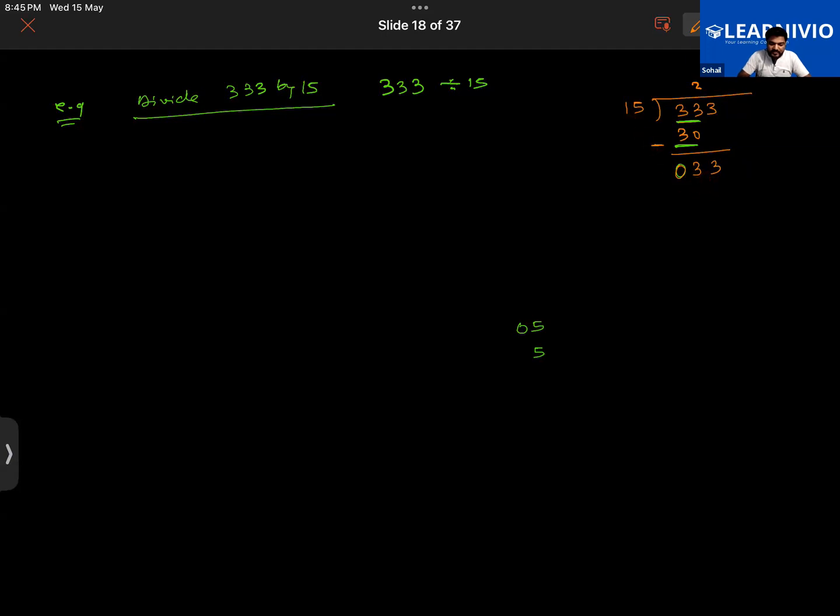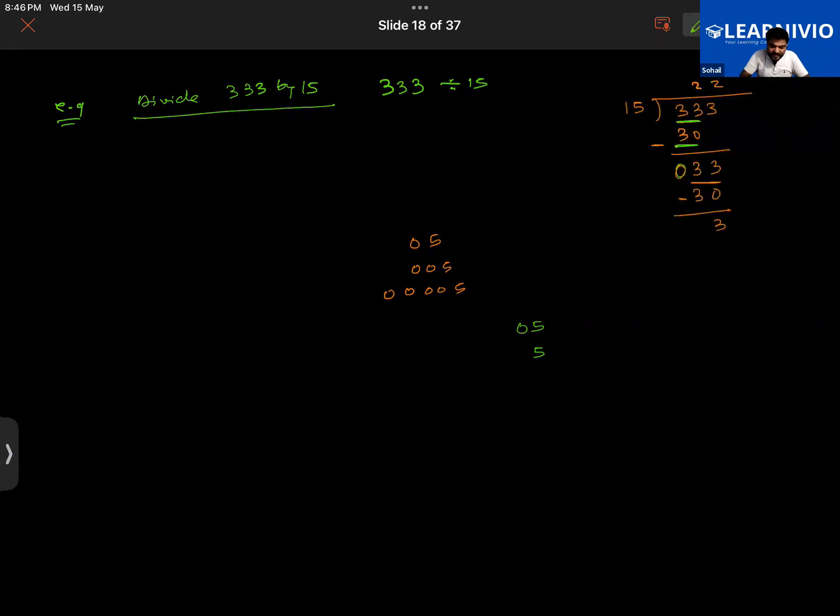Then again, you have to take the two digits, that is 33. Whenever you write 0 before any number, that does not change the value of the number. Whether you write 05 or 005 or 0005, it will still be 5. So you look at 3 and 3 because 0 has no significance. So again, 15 twos are 30 and then you subtract it. That is 33 minus 30, that is 3.